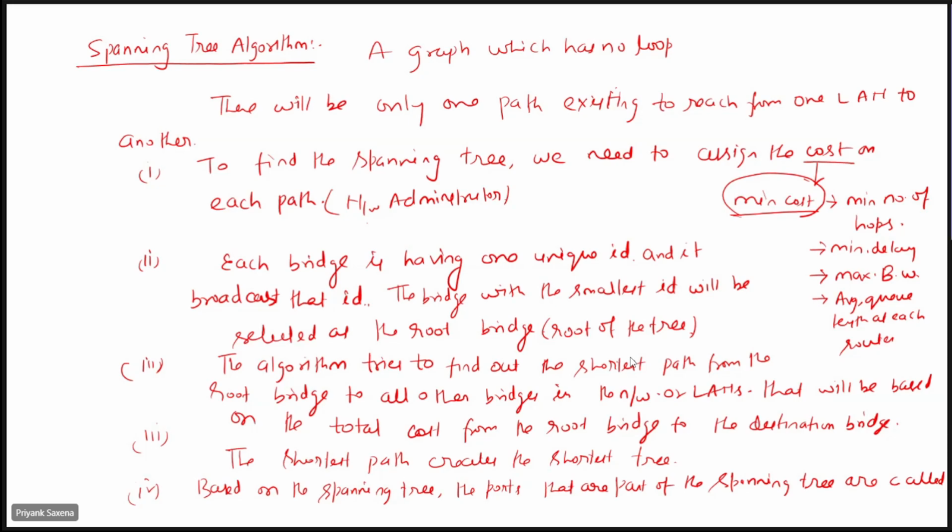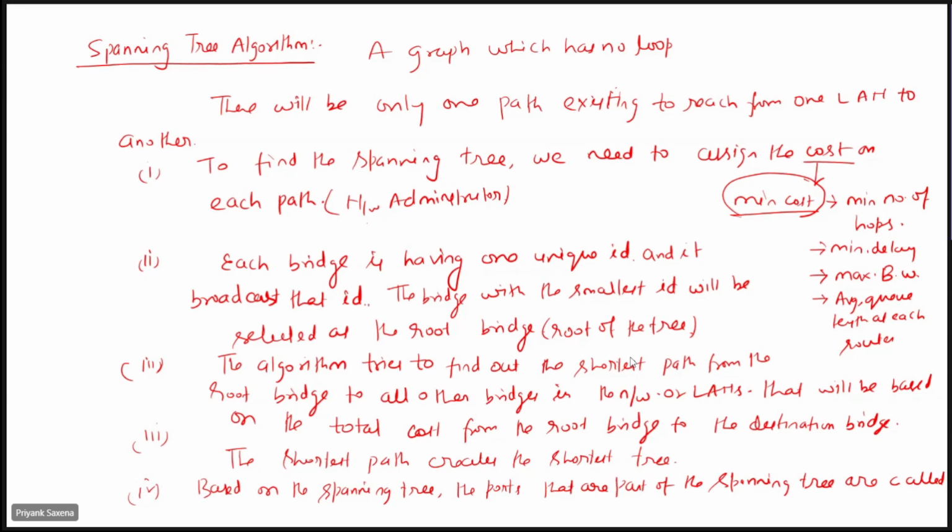There will not be any closed loop. As the bridge is a multi-port device, there will be multiple connections and multiple loops. How the loops will be prevented, we will see with the help of an example. The algorithm tries to find the shortest path from the root bridge to all other bridges in the network or LAN, based on the total cost from the root bridge to the destination. The shortest path will give you the shortest tree.